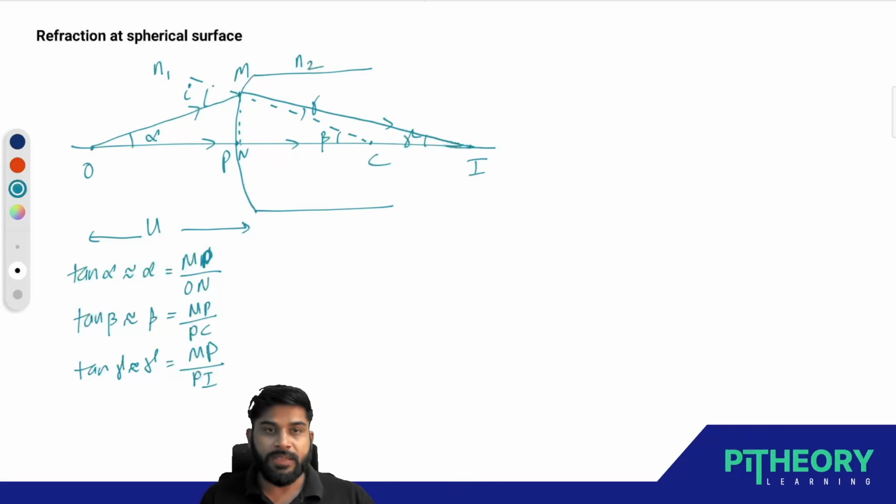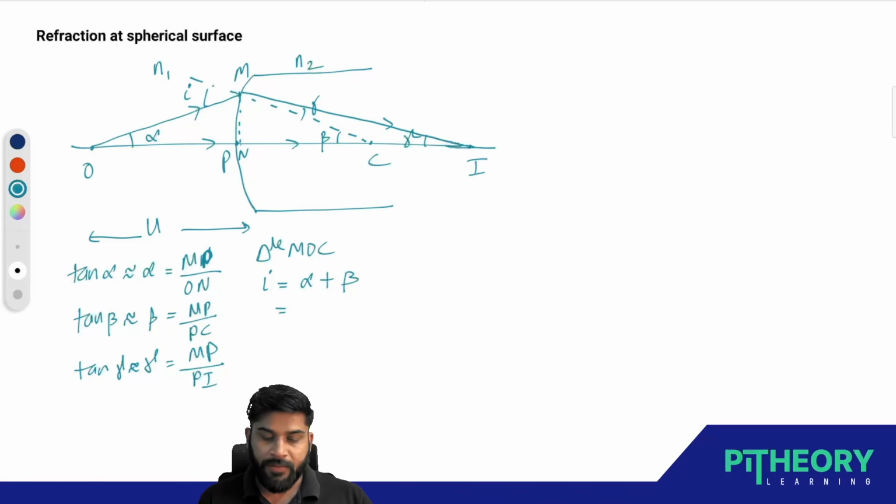Now, let's consider the triangle MOC. In the triangle MOC, the angle I is the exterior angle, and alpha and beta are the interior opposite angles. So what is the relationship between the exterior angle and the interior opposite angles? The exterior angle is equal to the sum of the interior opposite angles, correct? So you can write very clearly, I is equal to alpha plus beta. So what is I?